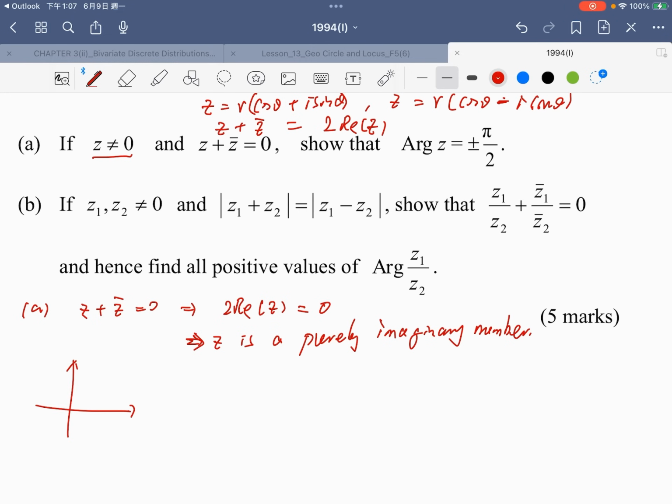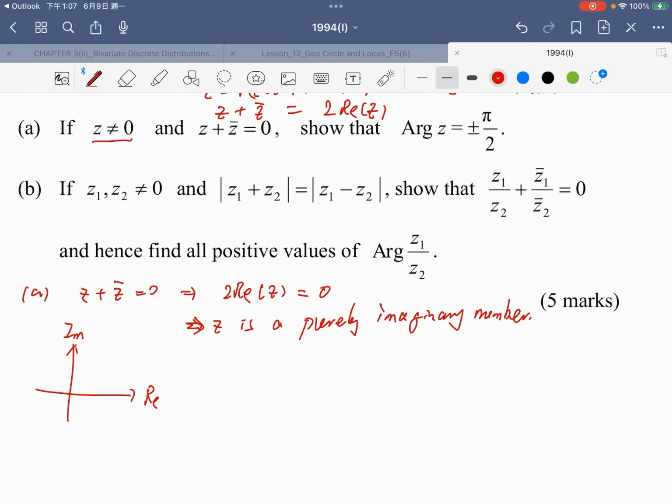That is for the Argand diagram. This real part, this imaginary part, and that purely imaginary, that complex number is non-zero. That is either this one or this one. Therefore, the argument should be equal to pi over 2 or negative pi over 2. Therefore, argument of z equal to pi over 2 or negative pi over 2. Okay, that is first part.